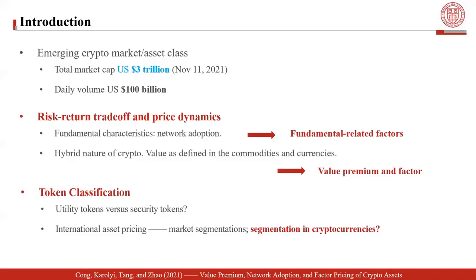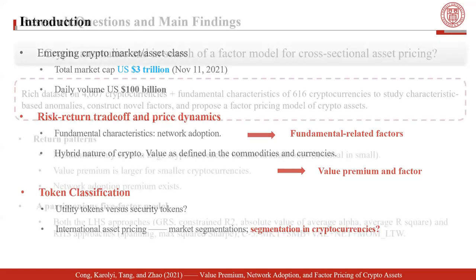As well. And furthermore, the SEC classifies tokens into security tokens versus utility tokens. That seems to be a coarse classification. Can we do a better job based on their economic functionality? And if we do that categorization, do we observe segmentation similar to what we observe in international asset pricing? Those are issues we want to look at.